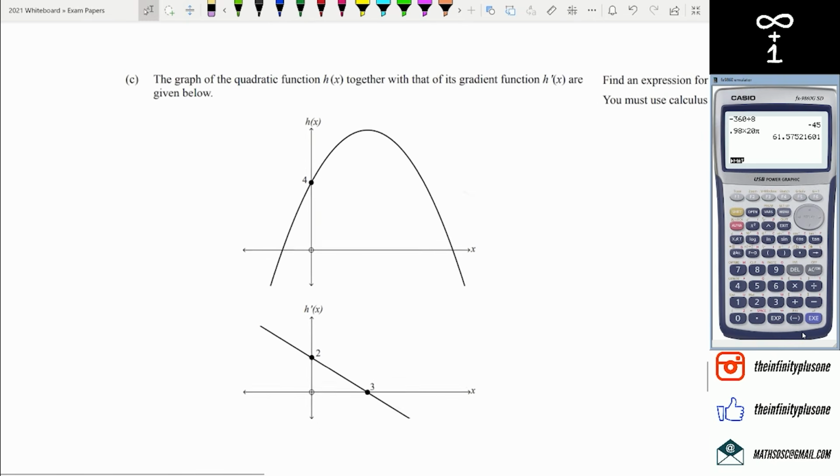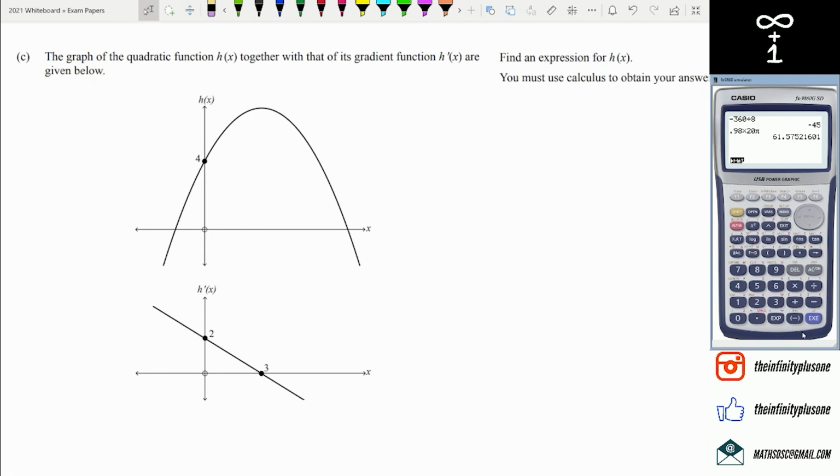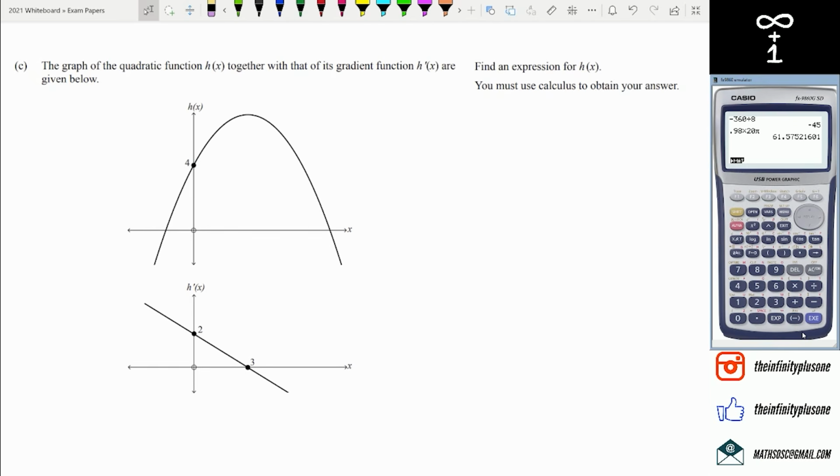It's one of these long questions, isn't it? Okay, so what do we got here? We've got a graph of the quadratic function together with its gradient function given below. So this is h of x and h dash of x. What are they asking us to find out? They're asking us to figure out what the equation of h of x is.